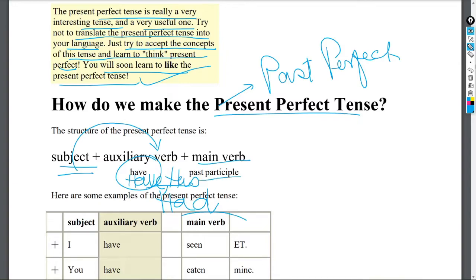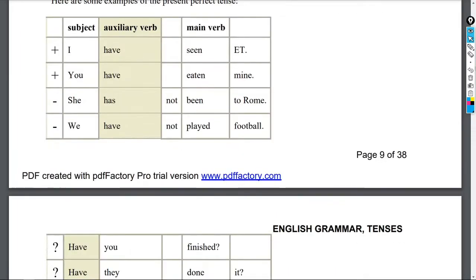Then there will be the main verb. The main verb will have the third form, which means there will be the past participle form of the main verb. Let us see with some examples. Let us continue. So let us see the table. I have seen. I have seen eating. You have eaten mine. She has not been to Rome. We have not played football.